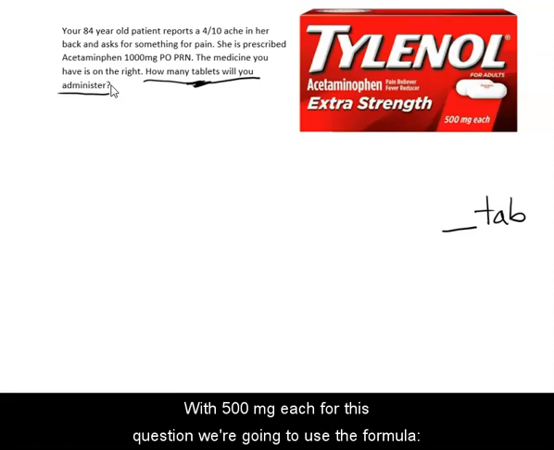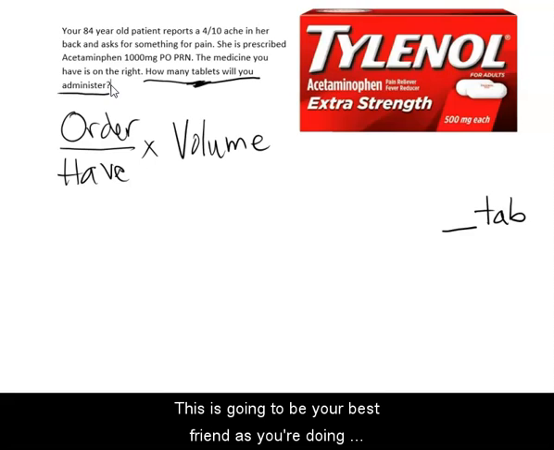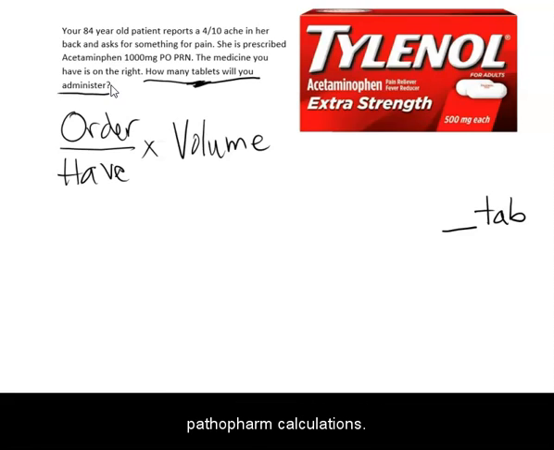For this question, we're going to use the formula order over what you have times the volume. This is going to be your best friend as you're doing pharmacology calculations. So for our order, it is Tylenol or acetaminophen 1,000 milligrams. So 1,000 milligrams.